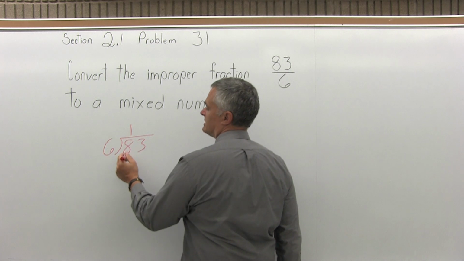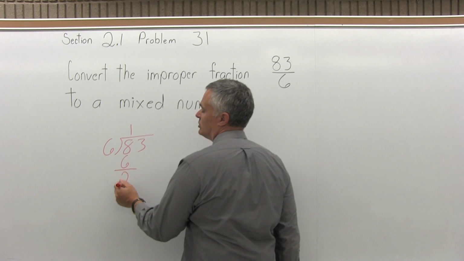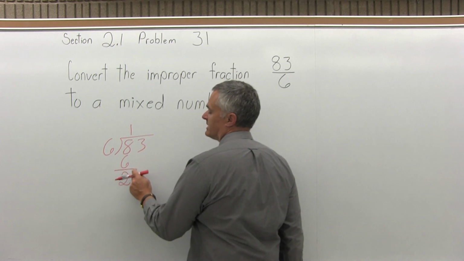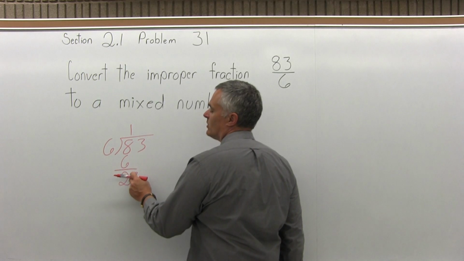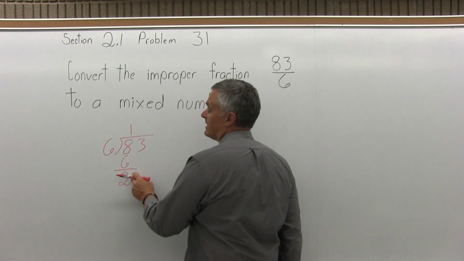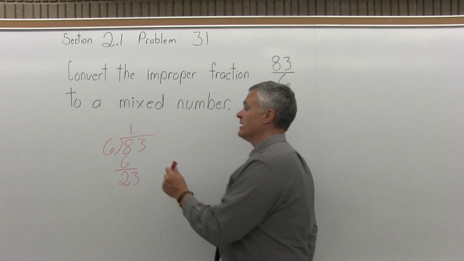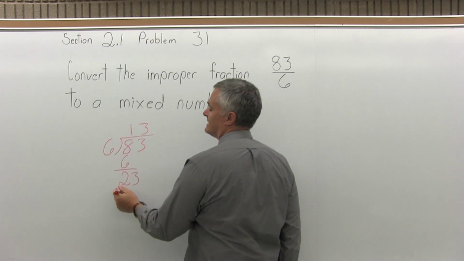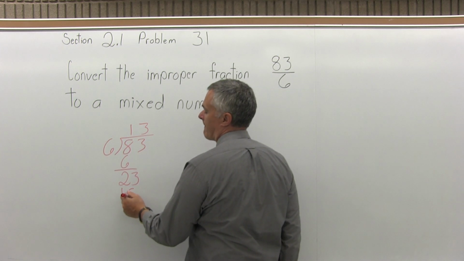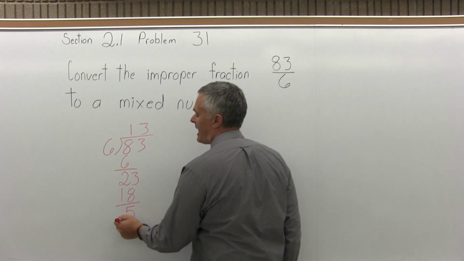1 times 6 is 6. 8 minus 6 is 2. So now bring down the next number, which is a 3. 6 divides into 23. Doesn't quite make it 4 times. 6 times 4 is 24. So 1 less than 4, it would be 3. 3 times 6 is 18. 23 minus 18 is 5.